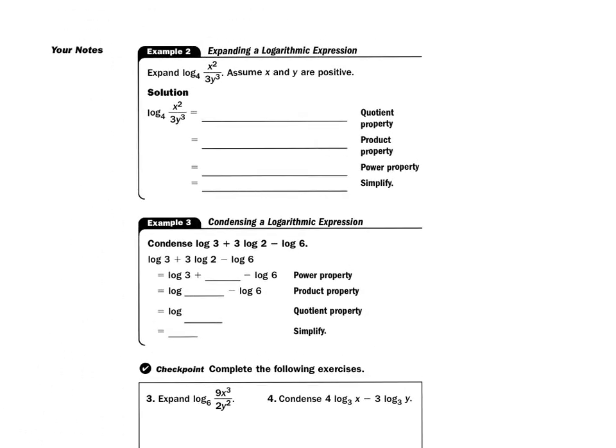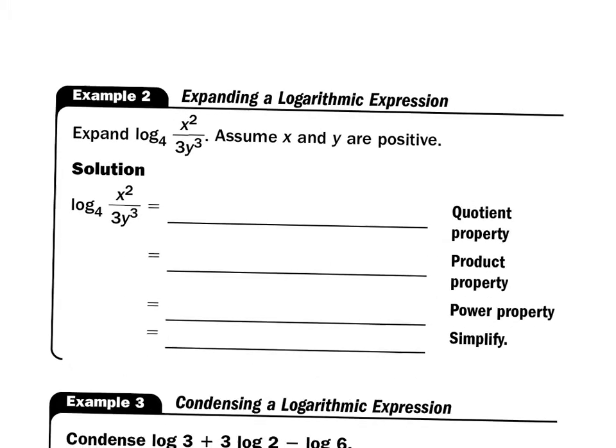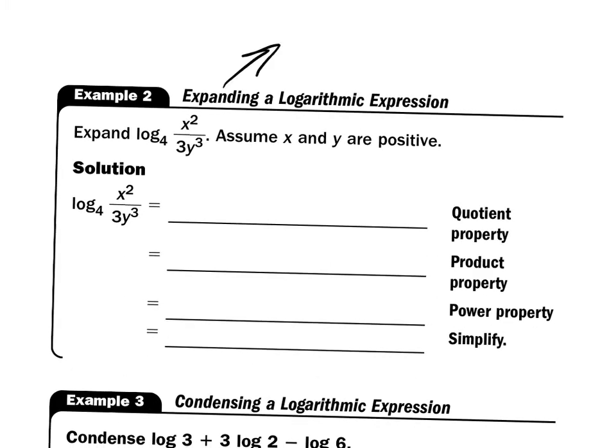Now, moving on to another example, we should be able to, using the properties, do something called expanding a log expression. When you expand, you make larger, right? So if we're expanding, we're going to make it larger. We want to write it as many logs instead of just a single log. So if you look at this problem, we have log base 4 of the quotient x squared over 3y cubed. We assume that x and y are positive, so we don't have to worry about undefined values here.